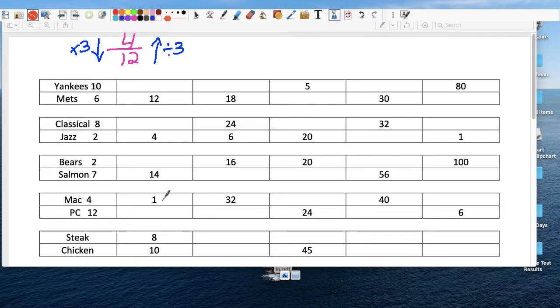So the 1, is it going up or down? 1 is traveling down. So traveling down, we multiply by 3. 1 times 3 is 3. 32 is also traveling down. Traveling down means multiply by 3, and that gives us 96. 24 is going to go up, and to go up means divide by 3. So we get 8. 40 to go down is going to be divided by 3, and we're going to leave that as a fraction. Okay. Times 10. Wait a second.